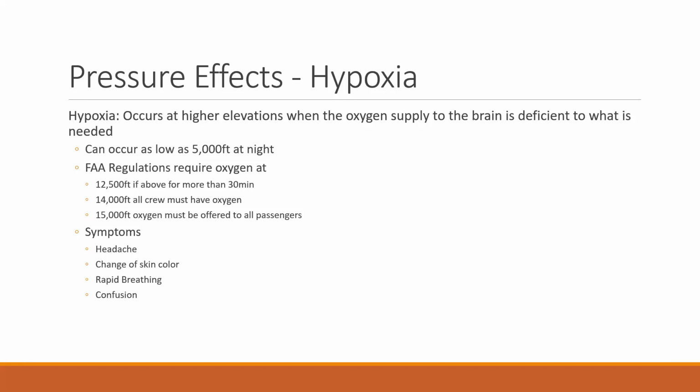FAA has regulations on this. Above 12,500 feet for more than 30 minutes, the crew has to have oxygen. Above 14,000 feet, all crew must have oxygen all the time. And above 15,000 feet, oxygen has to be offered to all passengers if it's a non-pressurized aircraft. If it's a pressurized aircraft, none of this applies, but in a non-pressurized aircraft, you have to obey these regulations. If you start to feel lightheaded or confused, it might be a safe bet to descend to a lower altitude or get oxygen.